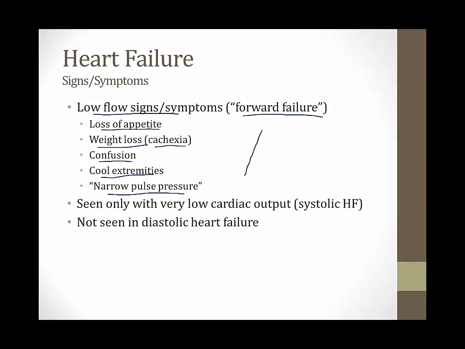Your blood pressure goes up to a systolic pressure and down to a diastolic pressure based on contractility. If you have severely impaired contractility, the difference between diastolic and systolic pressure can become very small. That's called a narrow pulse pressure. And these low flow signs and symptoms are seen only with a very low cardiac output in severe systolic heart failure. They're not seen in diastolic heart failure. And I talk about systolic and diastolic heart failure in detail in another video.